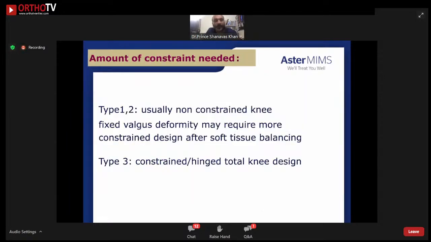Then coming to the amount of constraint needed. Usually type 1 and 2, you can get away with the usual implants, either CR or PS. If there's a fixed deformity, you may need to go to a PS or a constrained knee. Type 3, always go for a constraint, or in extreme cases, you have to go for a hinged total knee design. So constraint, I mean either an LCCK or a TC3.